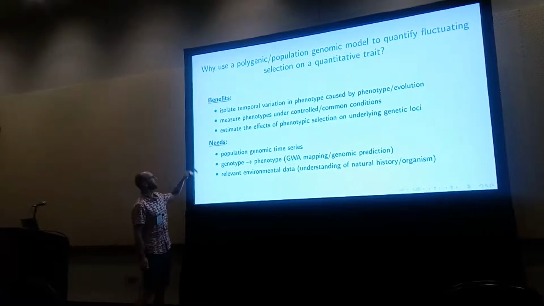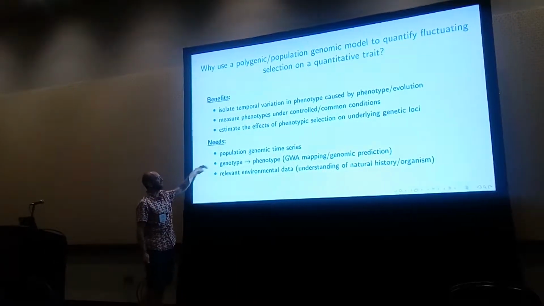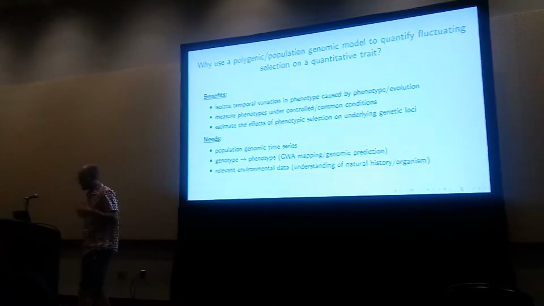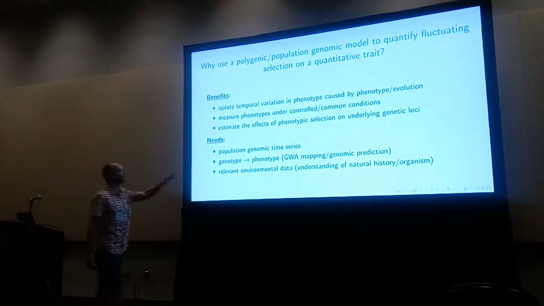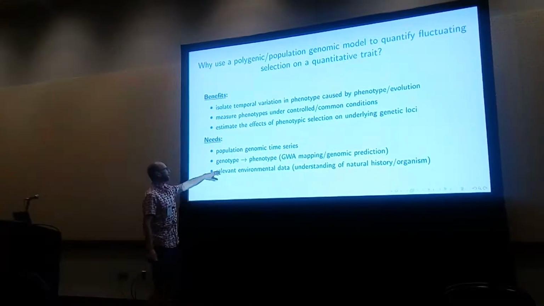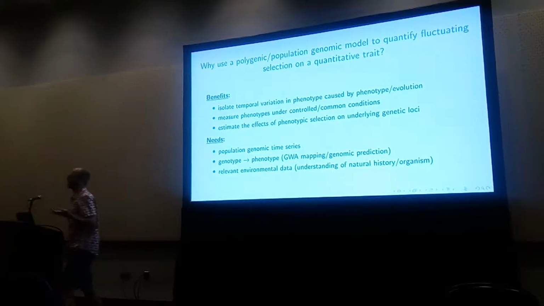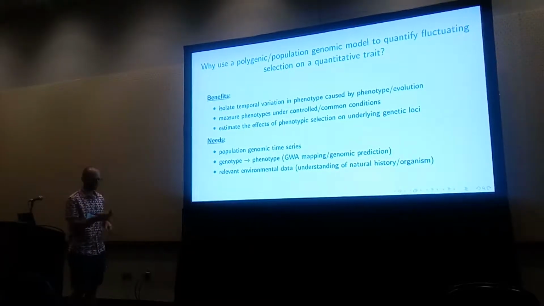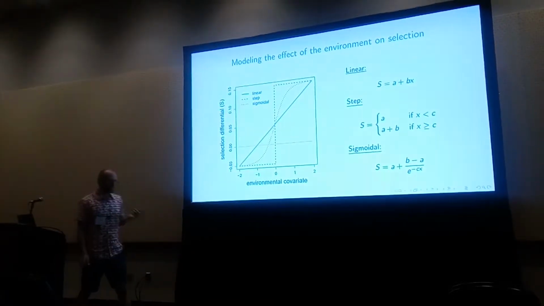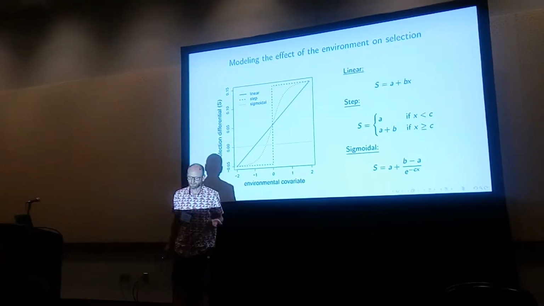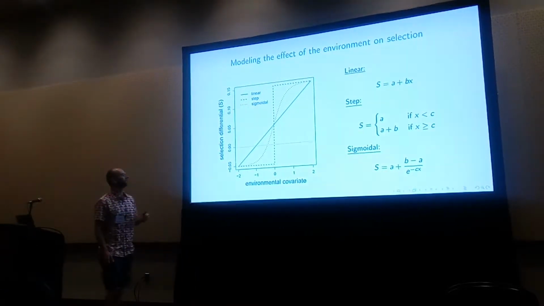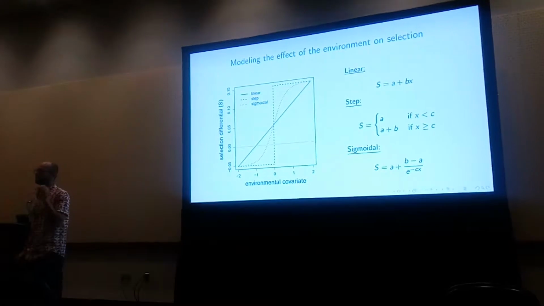So to think about this, we need a population genomic time series, a model for how genotype relates to phenotype, so results from genome-wide association mapping or genomic prediction, and an understanding of the relevant environmental variables. So really, I've got to know what's going on in the system. So I'm going to talk through the model, and then I'll present some results showing you where it works and where it fails. So the basic idea is we're going to start by thinking about a selection differential.